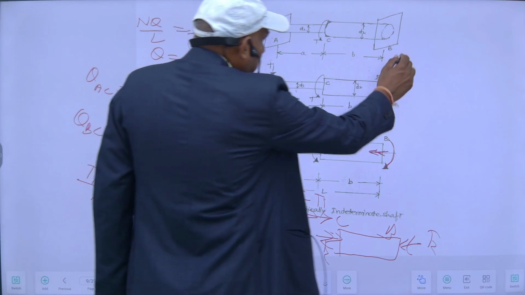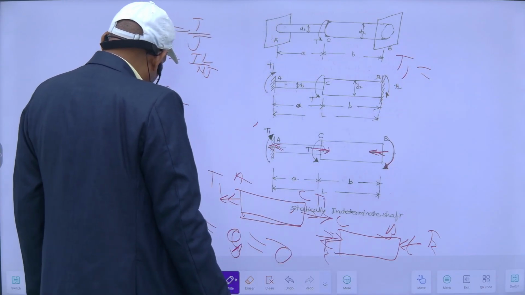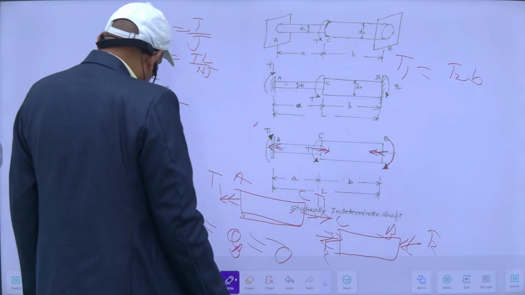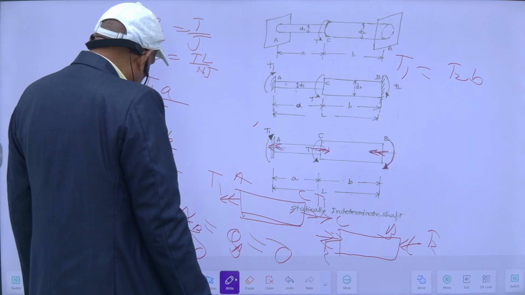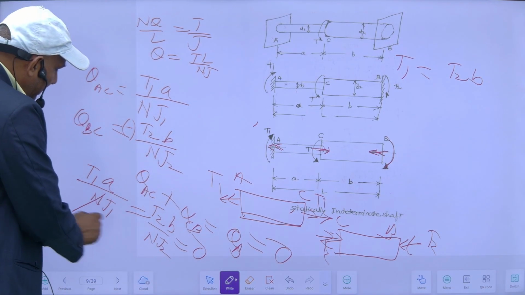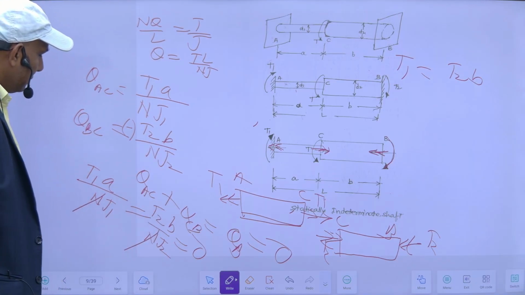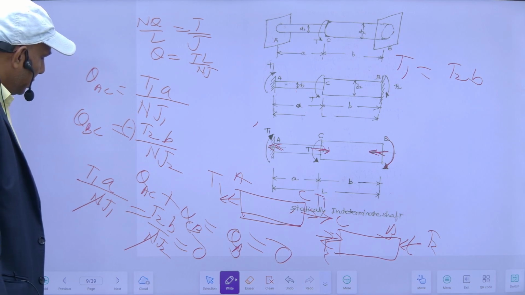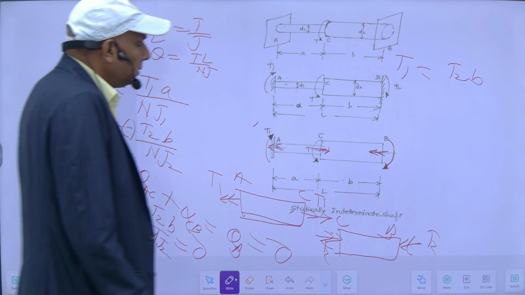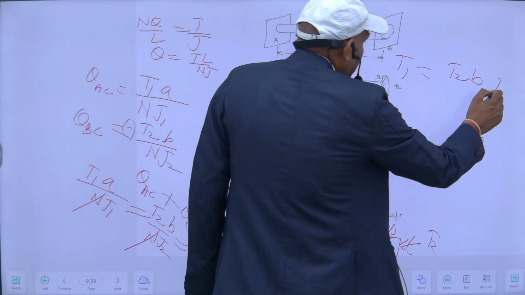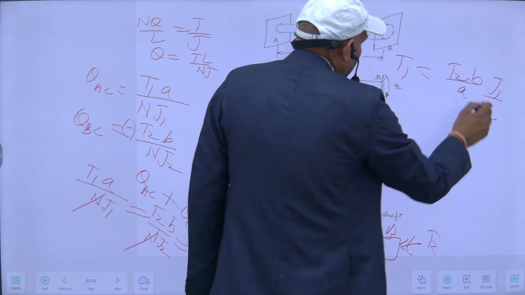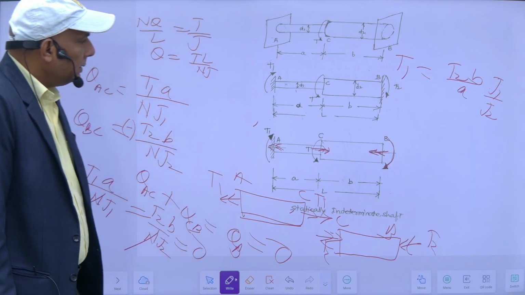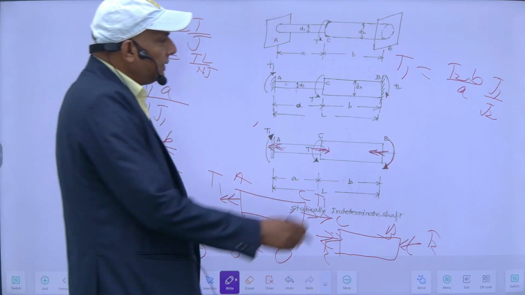So from here I can derive one equation: T1 is equal to T2 B, and this and this will cancel each other. Suppose I have the same modulus of rigidity. So T1 will be equal to T2 B into J1 upon J2 and upon A. So this is equal to this one, and this is my one equation.